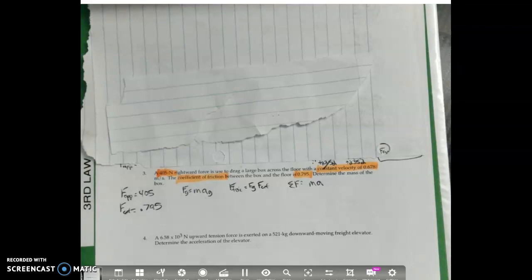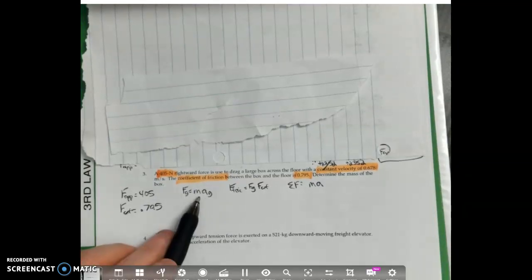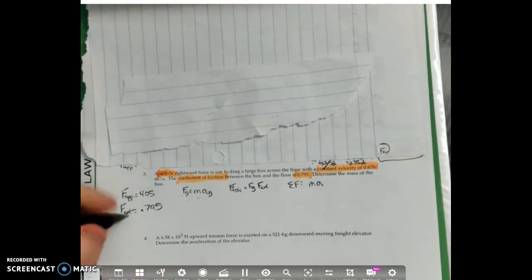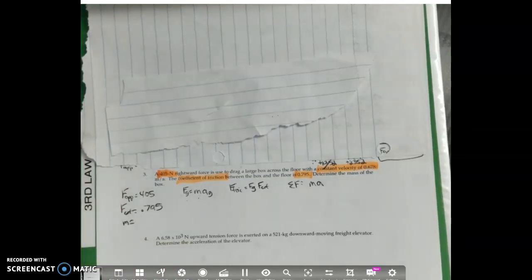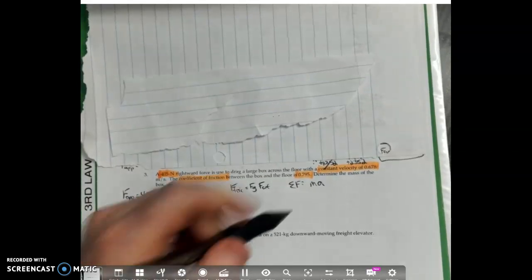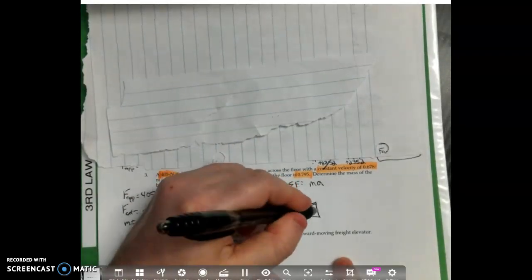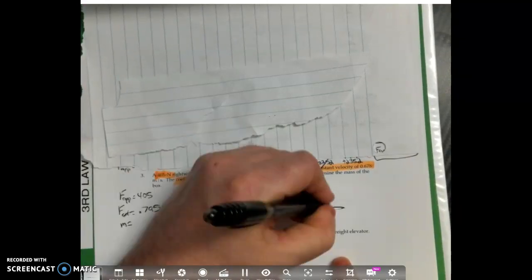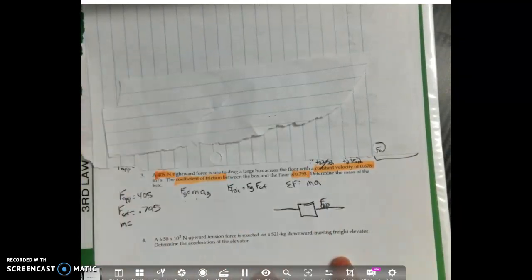All right, so we can't do this because we don't have the force of gravity, and we actually need the mass, which I'm going to put here. M equals, right? Now, let's do a free body diagram real quick. So we have the applied force of 405.